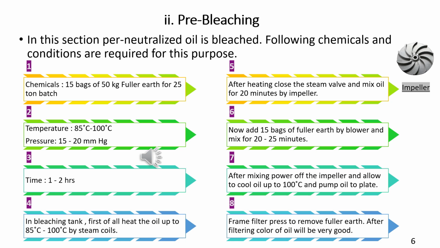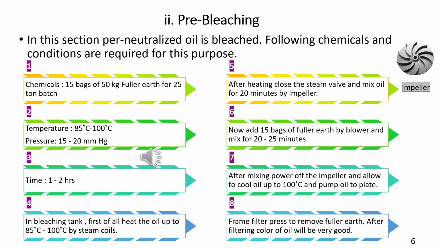Next step is pre-bleaching. In this section, the pre-neutralized oil is bleached. Following chemicals and conditions are required for this purpose. We need 15 bags of 50 kg fuller earth per 25 ton batch to pre-bleach or decolorize the oil. It will take about 85 degrees centigrade to 100 degrees centigrade of temperature and pressure is 15 to 20 mm of autogram. The whole process will take about 1 to 2 hours.